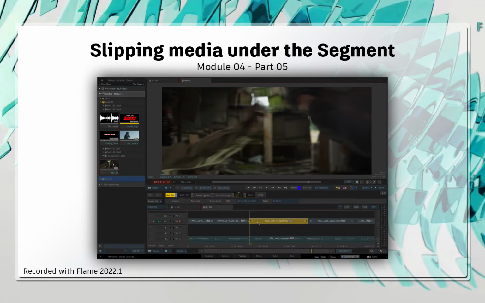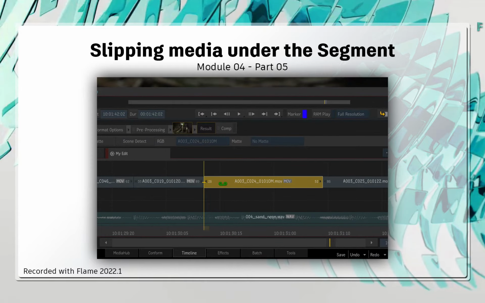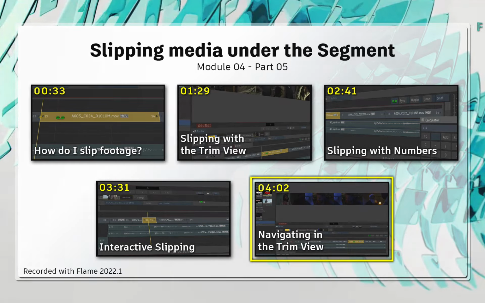Another form of refining your edit is known as slipping. This is when you change the timing of source media within the segment instead of trimming the segments in the sequence. So you'll cover the slipping basics, slipping with the trim view, slipping source media numerically, interactive slipping, and finally navigating the trim view whilst in slip mode.